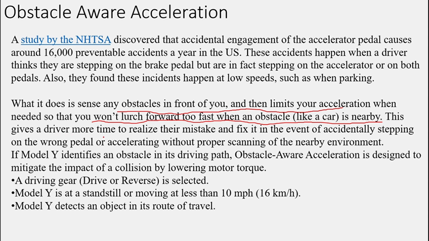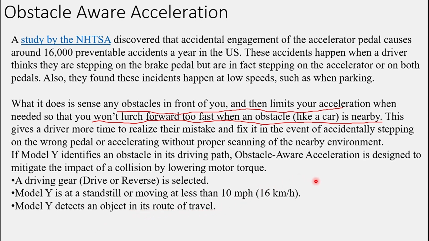This gives the driver more time to realize that there is some obstacle, and it will immediately fix it in the event of accidentally stepping on the wrong pedal. It was introduced by Model Y, and it identifies an obstacle in the driving path. Obstacle aware acceleration is designed to mitigate the impact of a collision by lowering the motor torque. A driving gear is selected, whether forward or reverse, Model Y is standing still or at less than 10 km/h, and Model Y detects an object in the route of travel.